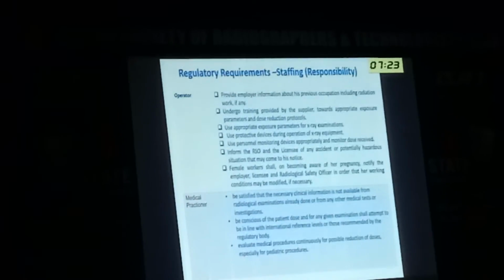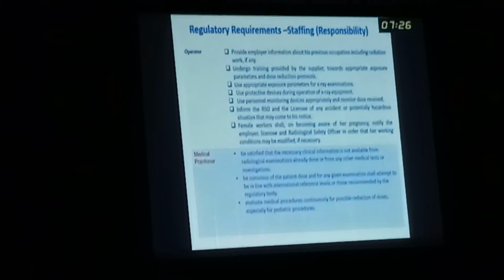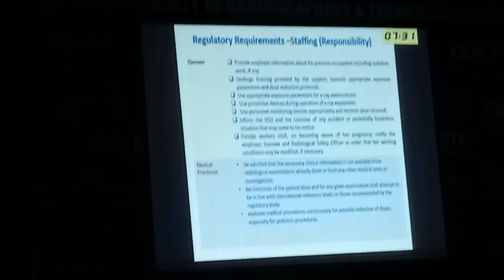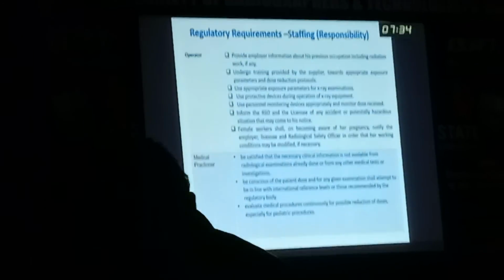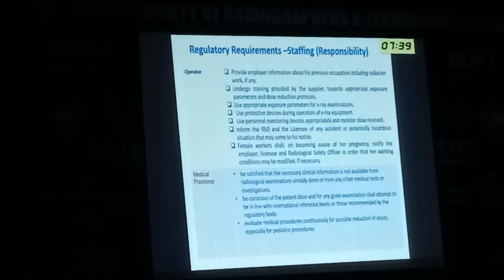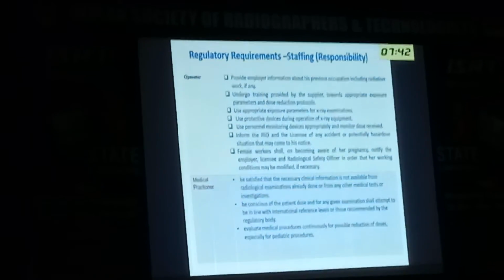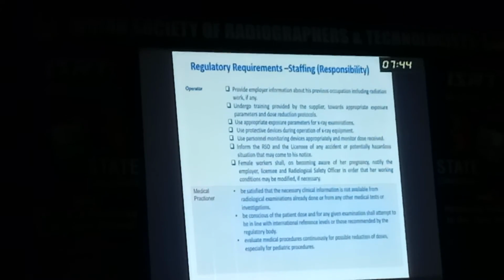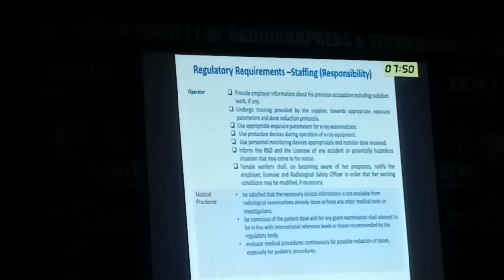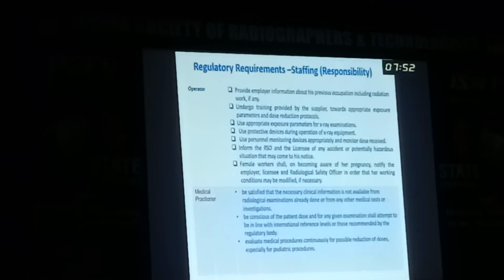So basically we will see the operator's roles. What are the operator's roles? Provide the employer information about his previous occupation, then undergo whatever training is given to him, use appropriate exposure parameters during X-ray examination, and use protective devices during operation of X-ray. So these are the responsibilities of the operator. Inform the RSO or licensee of any incident or accident. So if the TLD is misplaced inside your CT room, it should be immediately informed to the RSO or licensee. Then female workers, on declared pregnancy, she should notify about her pregnancy.